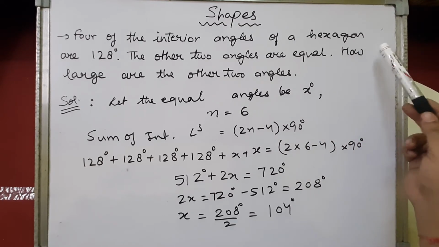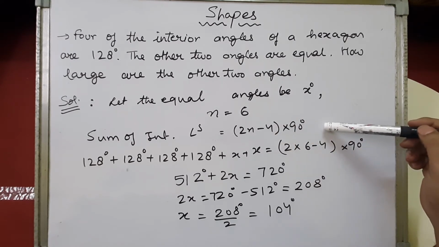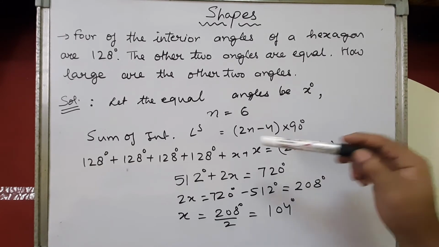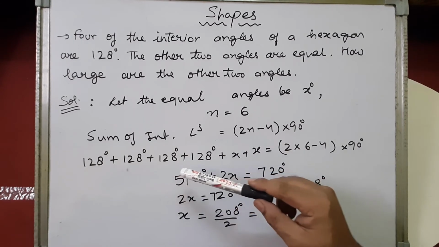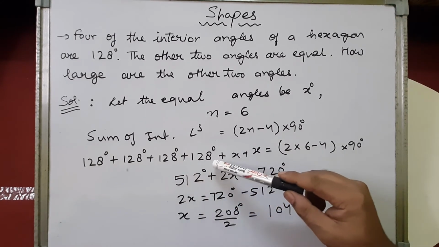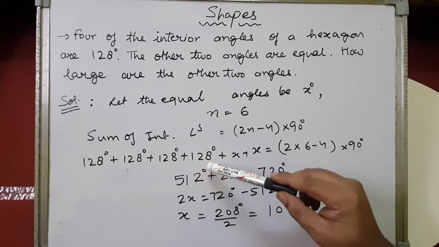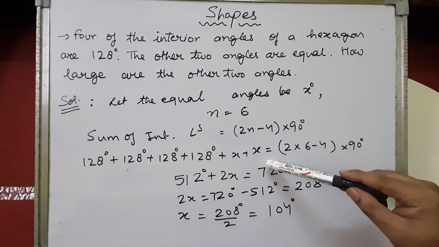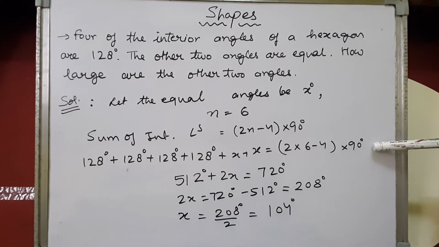It is a hexagon, so the number of sides is 6. The formula for finding the sum of interior angles of a polygon is (2n minus 4) into 90 degrees. When we write sum of interior angles, that means the sum of all interior angles. The 4 angles are 128 degrees each and the remaining are x degrees each. So it will be 128 plus 128 plus 128 plus 128 plus x plus x. This is the sum of all the 6 angles of a hexagon.